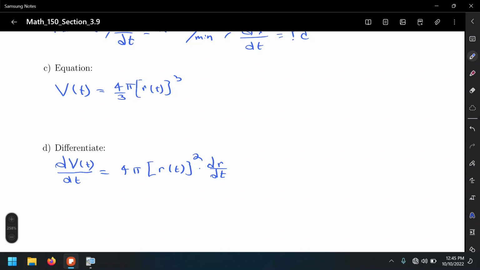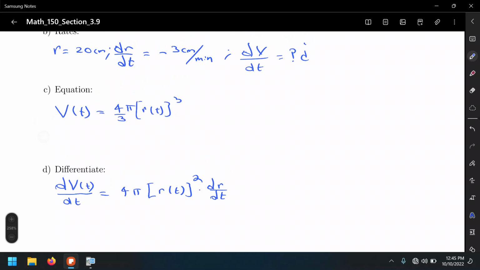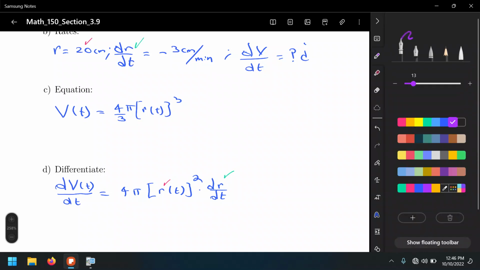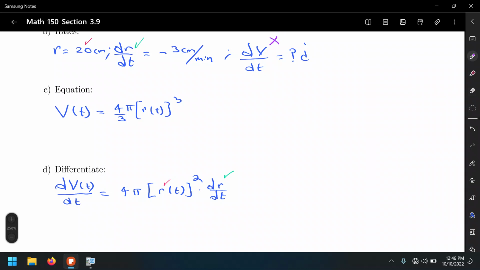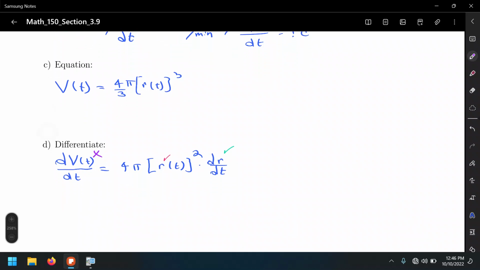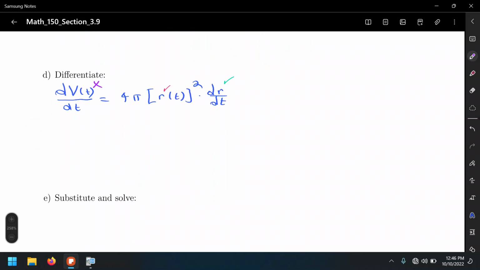Okay, and so let's see what we have. Let's see what they're asking us for again. We know the radius at whatever time. We also know the rate of change of the radius with respect to time, and in this case they're asking us to find, put a cross instead, we don't know the rate of change of the volume with respect to time. So it's time to substitute and solve the problem.